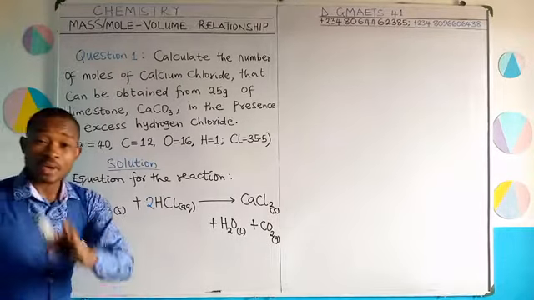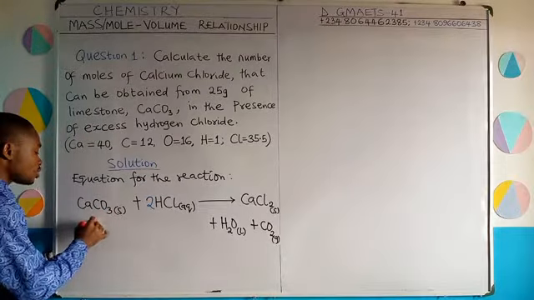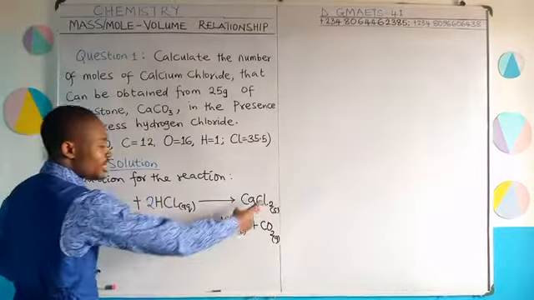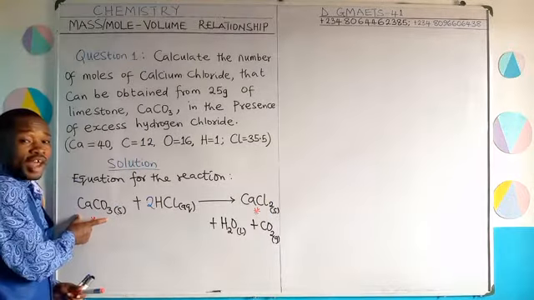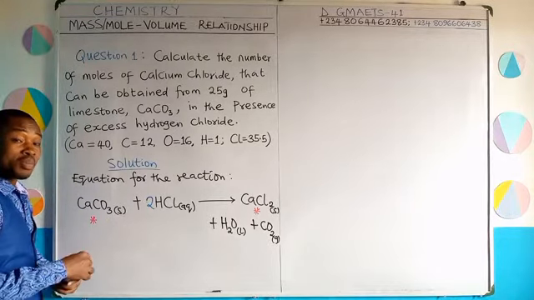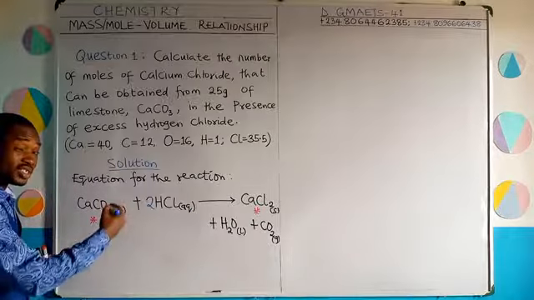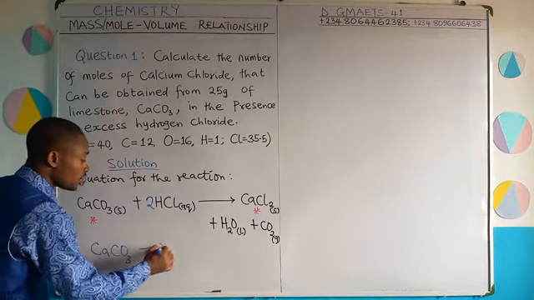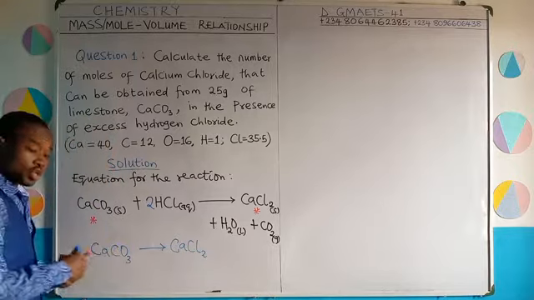Now that I've done this, I'll now focus on the 2 compounds of interest. One of them is this limestone, and the other is calcium chloride. We are to determine the number of moles of calcium chloride that this 25 grams of limestone will produce. So I can write out the stoichiometry of these compounds. But before then, let me just bring out the 2 compounds of interest. We have calcium trioxocarbonate 4 giving us calcium chloride. Now the stoichiometry.